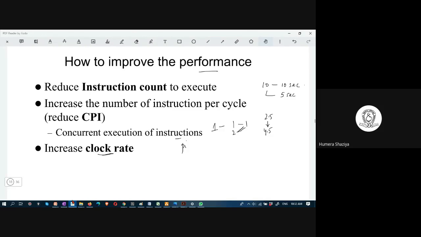First one is the instruction count should be reduced. If there are fewer instructions, it takes less time to execute. The number of instructions per cycle should be increased so that you can execute more instructions in one cycle. And the clock rate can also be increased. That clock rate would specify how many cycles we get per second.